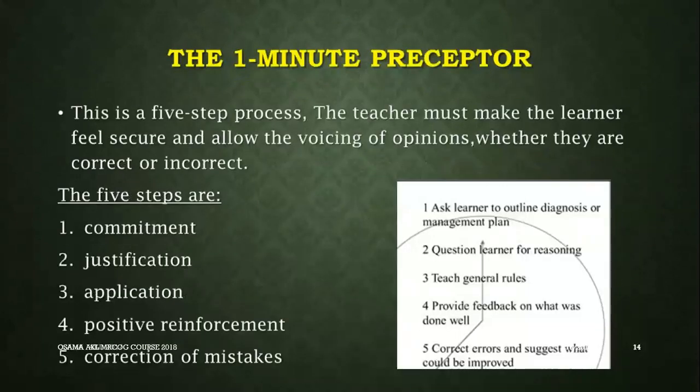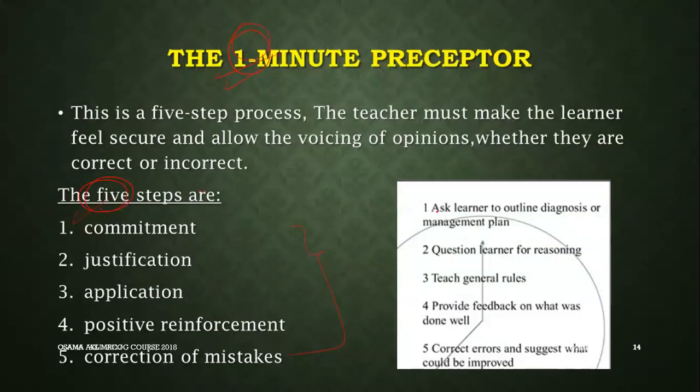The next method is called the 1 minute preceptor. As you see, it's called 1 minute. There is a characteristic point that this method consists of 5 steps. So in the exam, if you are asked about a method which consists of 5 steps, it's the 1 minute preceptor. These are the 5 items of the 1 minute preceptor.